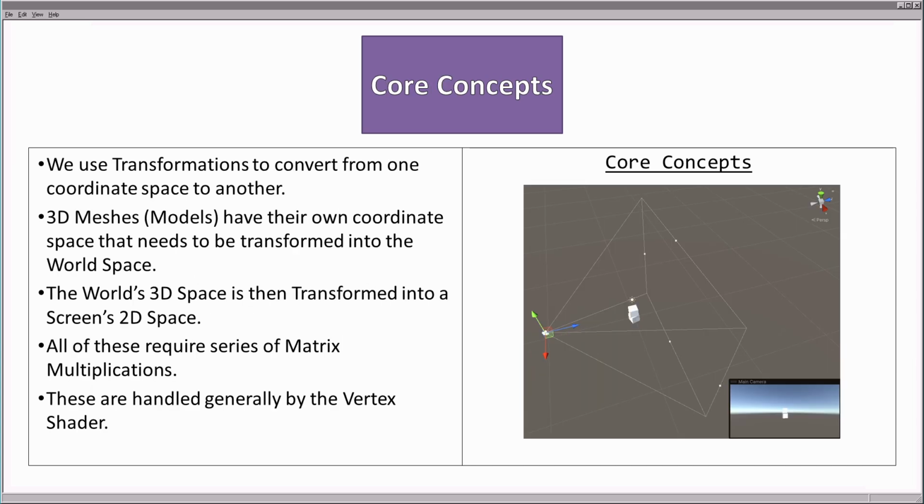We use transformations to convert from one coordinate space to another. 3D meshes or models have their own coordinate space that needs to be transformed into the world space. The world's 3D space is transformed then into the screen's 2D space. All of these require a series of matrix multiplications. These are generally handled by the vertex shaders.